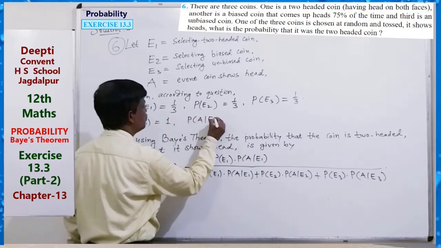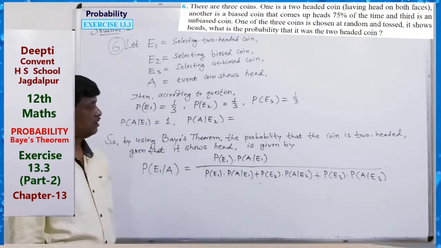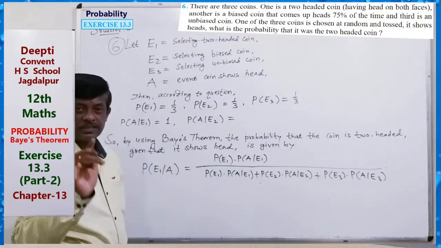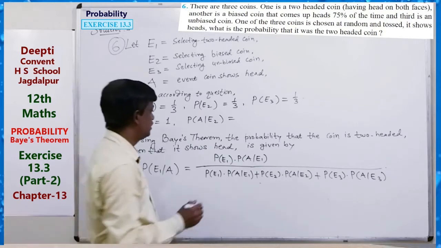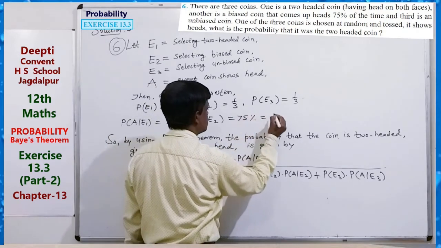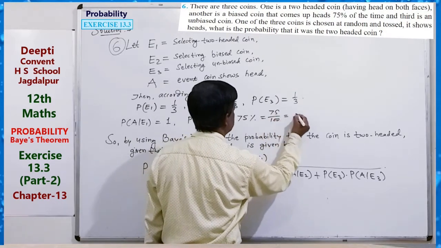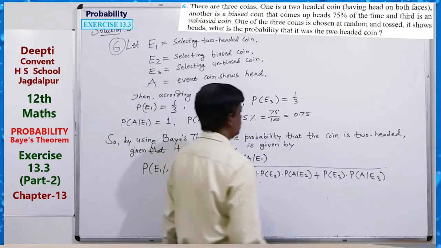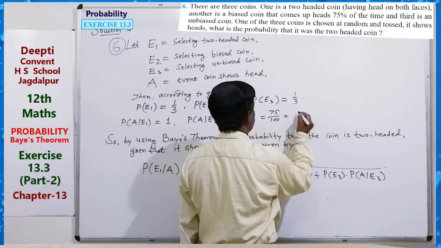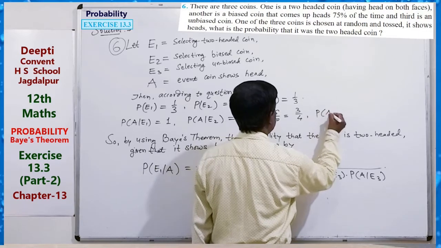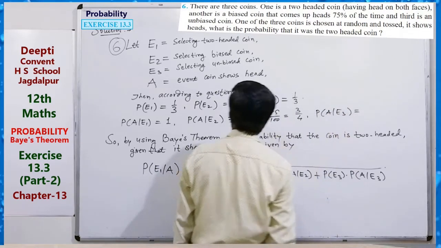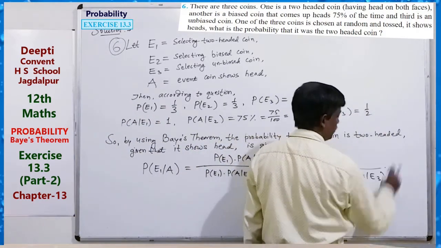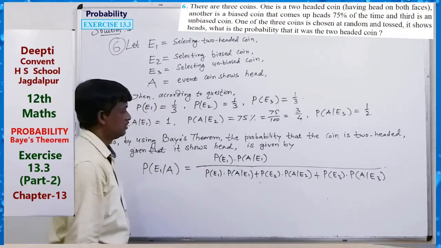P(A|E2): the biased coin shows head 75% of the time. So 75 upon 100 means 0.75. You can write 3 by 4. And P(A|E3): the unbiased coin, a fair coin, always gives probability of getting head 1 by 2. Clear?